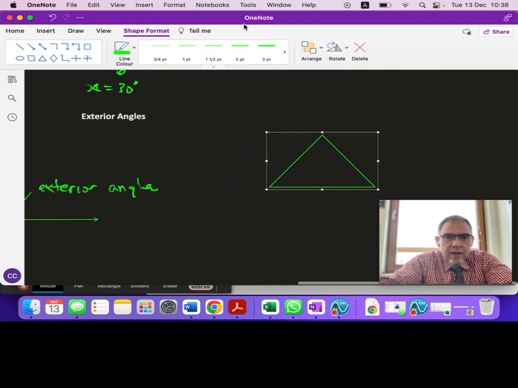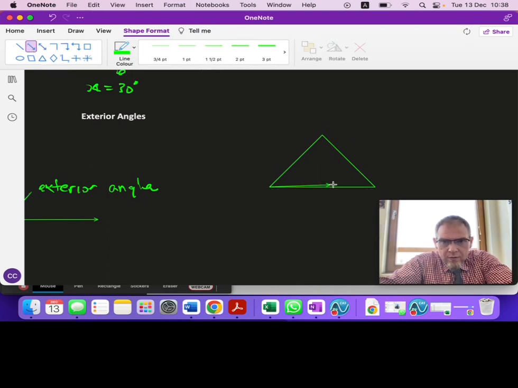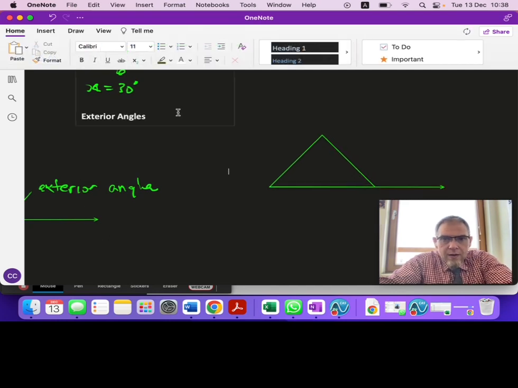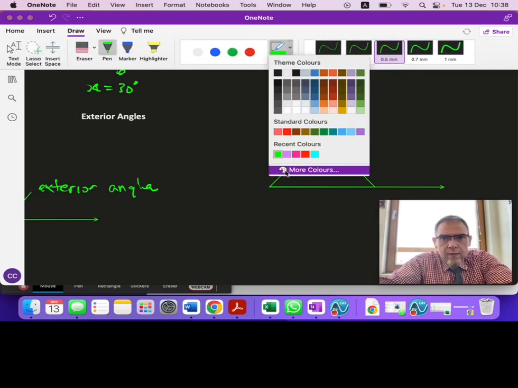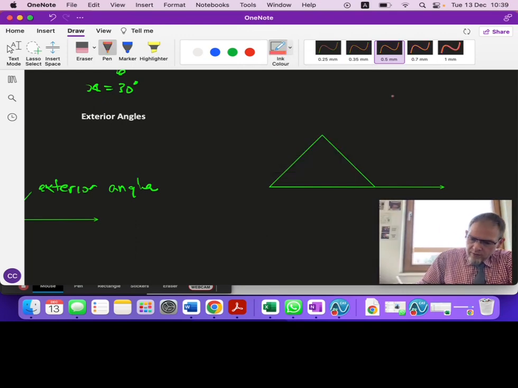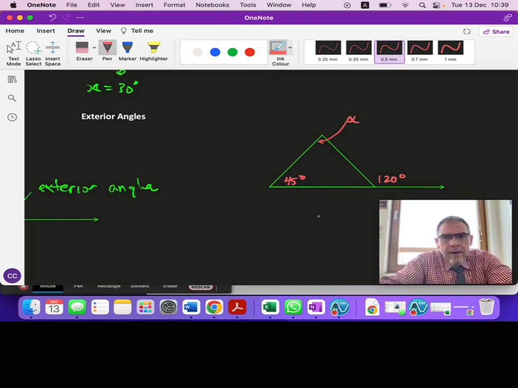Here we go. There's a triangle. I'm going to take this triangle and extend with a projection line right out there. And then I am going to give us some information. Let's do that. That looks nice. If I tell you that this is 45 degrees right there, and this is 120 degrees, I want to know what angle alpha is. Okay?